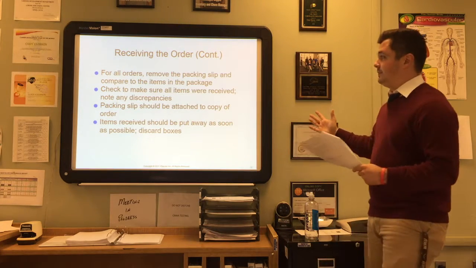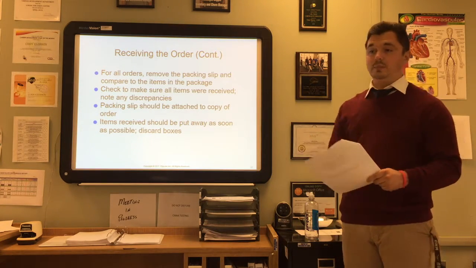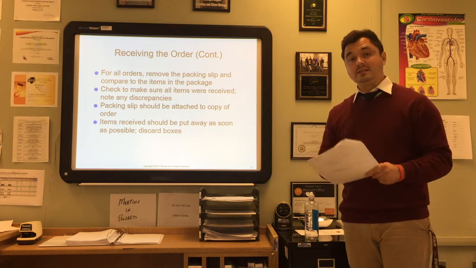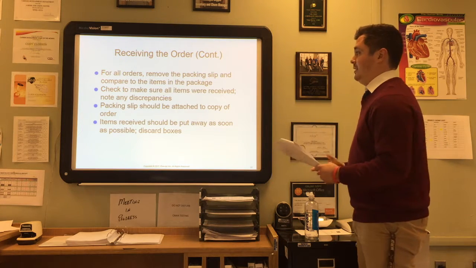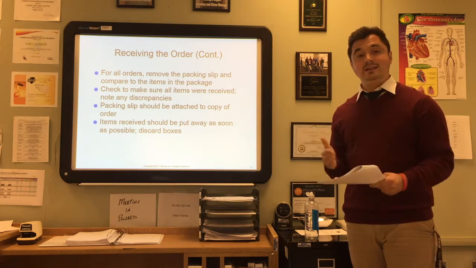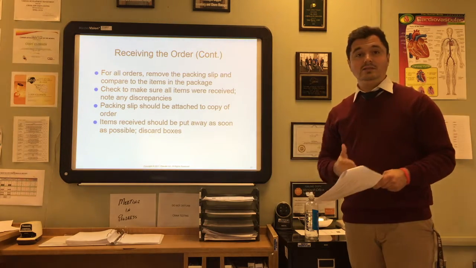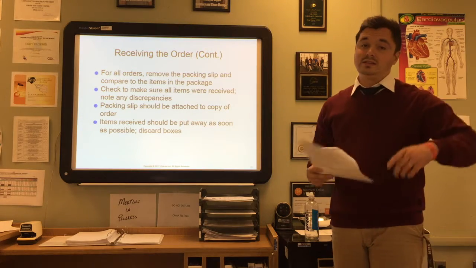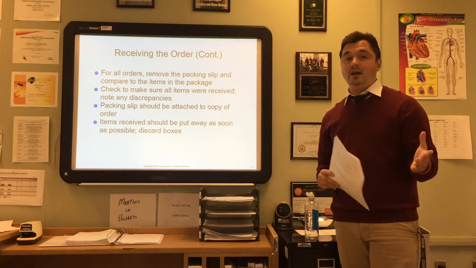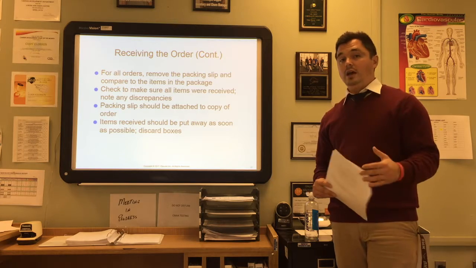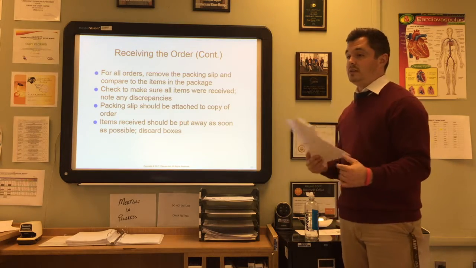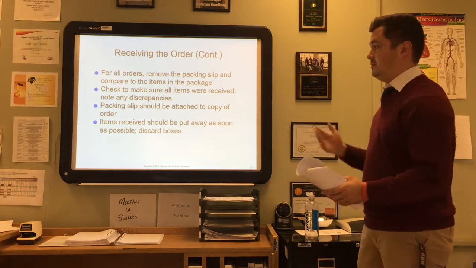So for all orders, the first thing you should do is remove the packing slip and compare all of the items on the list to what's actually in the package, and make sure that what they're saying they sent you is exactly what they sent you. So check to make sure all items are received, and then note any discrepancies. If they said they sent you 5 reams of paper and you only received 4, note that discrepancy, and then you can make a contact to that vendor.